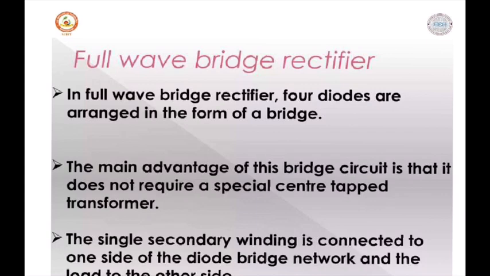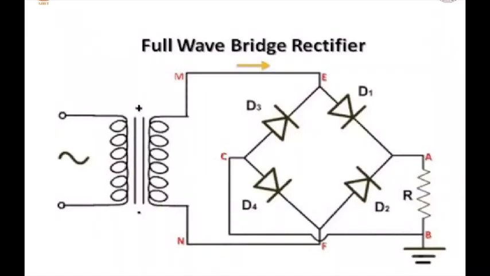The main advantage of this bridge circuit is that it does not require a special center tap transformer. The single secondary winding is connected to one side of the diode bridge network and the load is connected to the other side. You can see the diagram of the bridge rectifier. The main thing to remember here is that diode direction plays an important role. The input you have given here will be through a step down transformer, the same AC input which you give to a rectifier. Here you have 4 diodes arranged in a bridge.